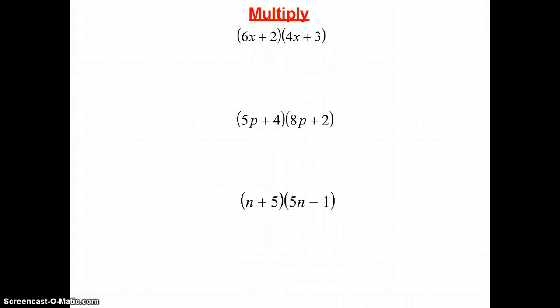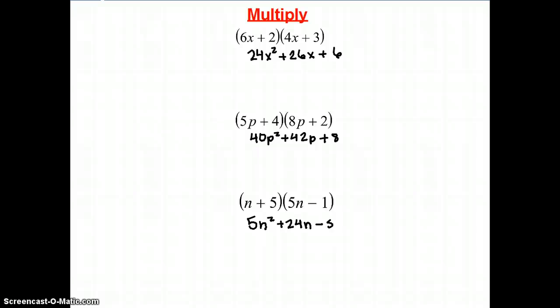Please go ahead and take a second and try these next three on your own. From the first, you should have 24x squared plus 26x plus 6. From the second, 40p squared plus 42p plus 8. And lastly, 5n squared plus 24n minus 5.